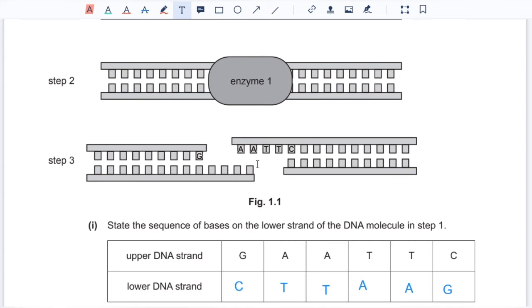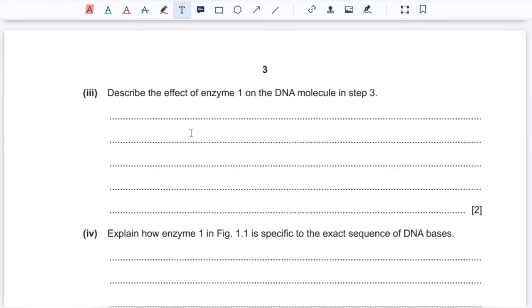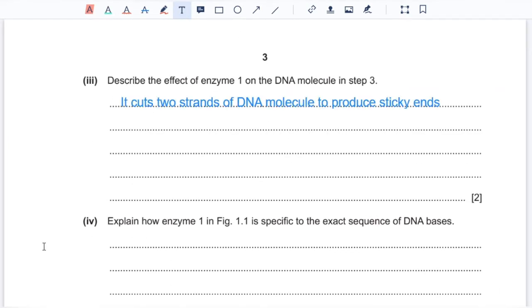So these sticky ends are just unpaired bases on the strand of DNA, which will then be able to form bonds. So they'll be able to bind to complementary bases on other strands of DNA, which will be the plasmid, as we'll see further down in the question.